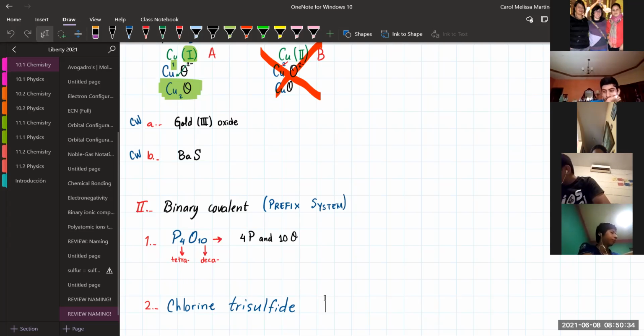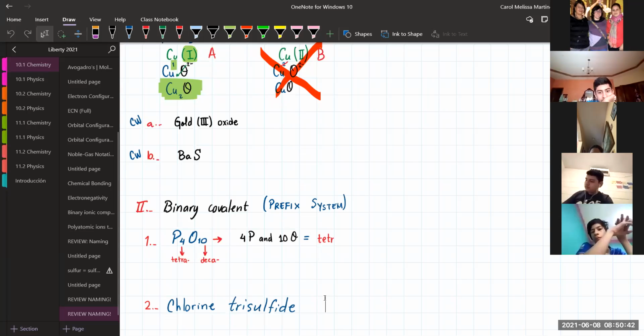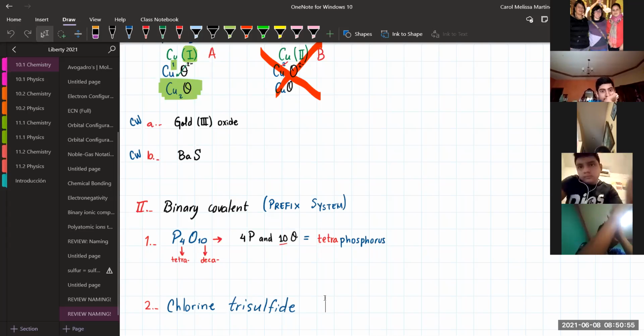Because it is made of 4 phosphorus, instead of the 4 we use tetra, and then the name of the element, phosphorus. And then for 10, the prefix is deca, and then the name of the anion, that is oxide.